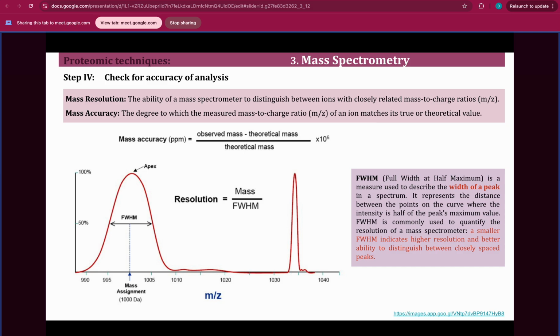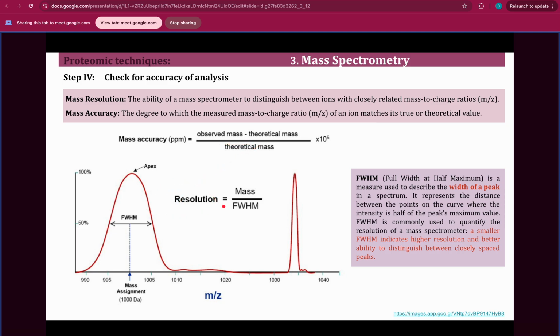Now we subtract the observed mass, which we obtained by this mass spec, from the theoretical mass, divide it by the theoretical mass, and multiply it by 10 raised to the power 6. That is referred to as mass accuracy, which means how accurate my prediction is.